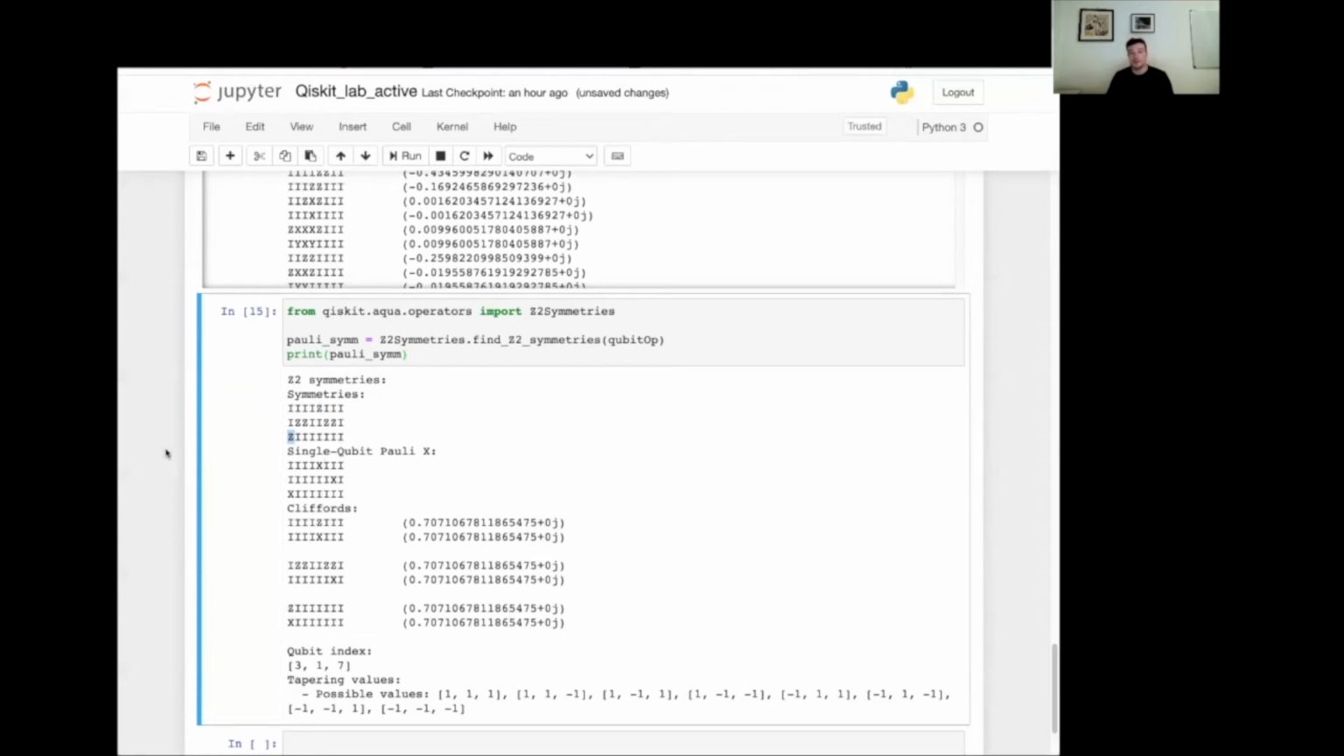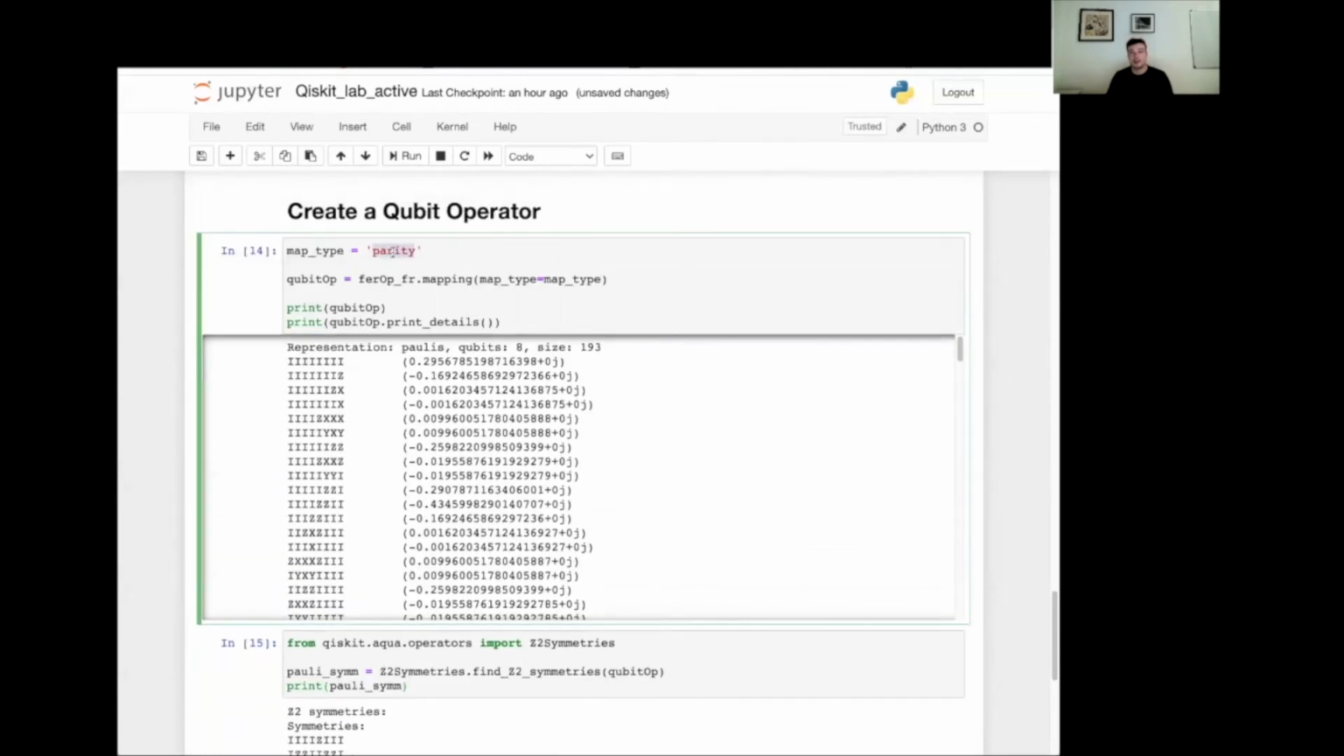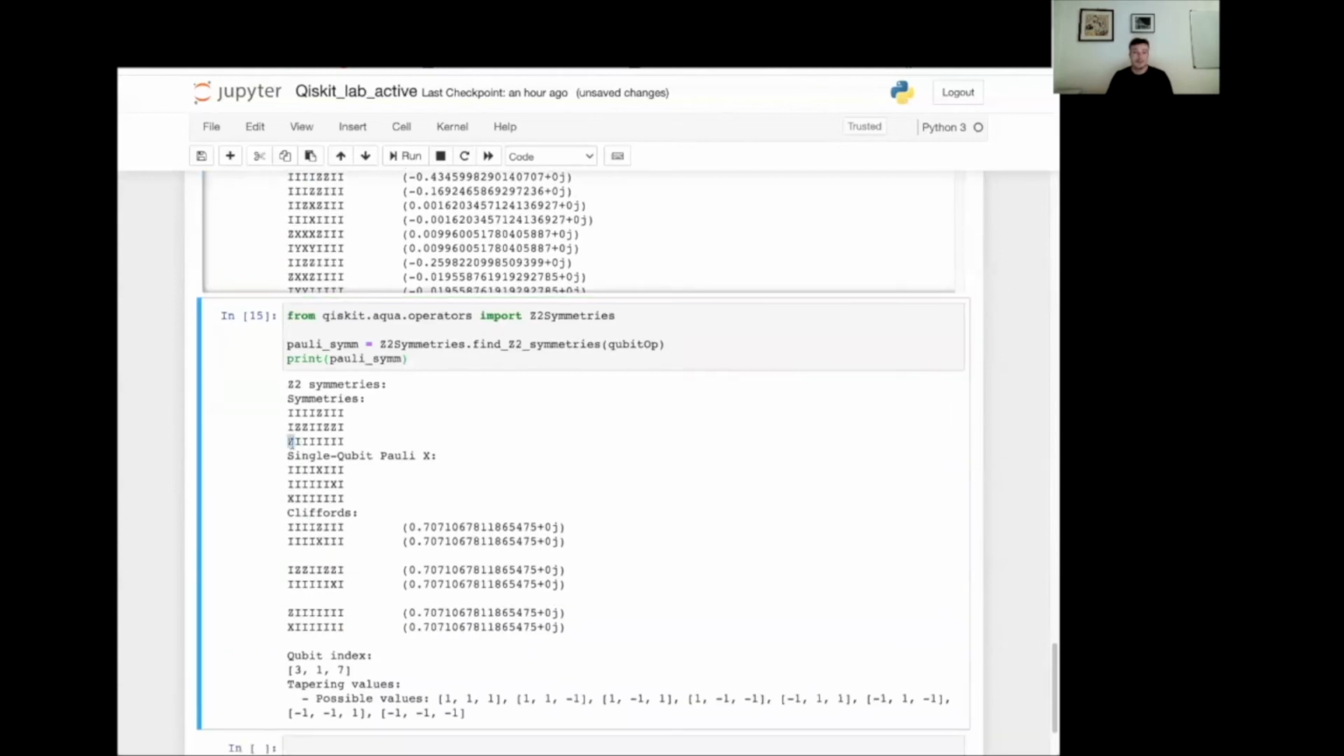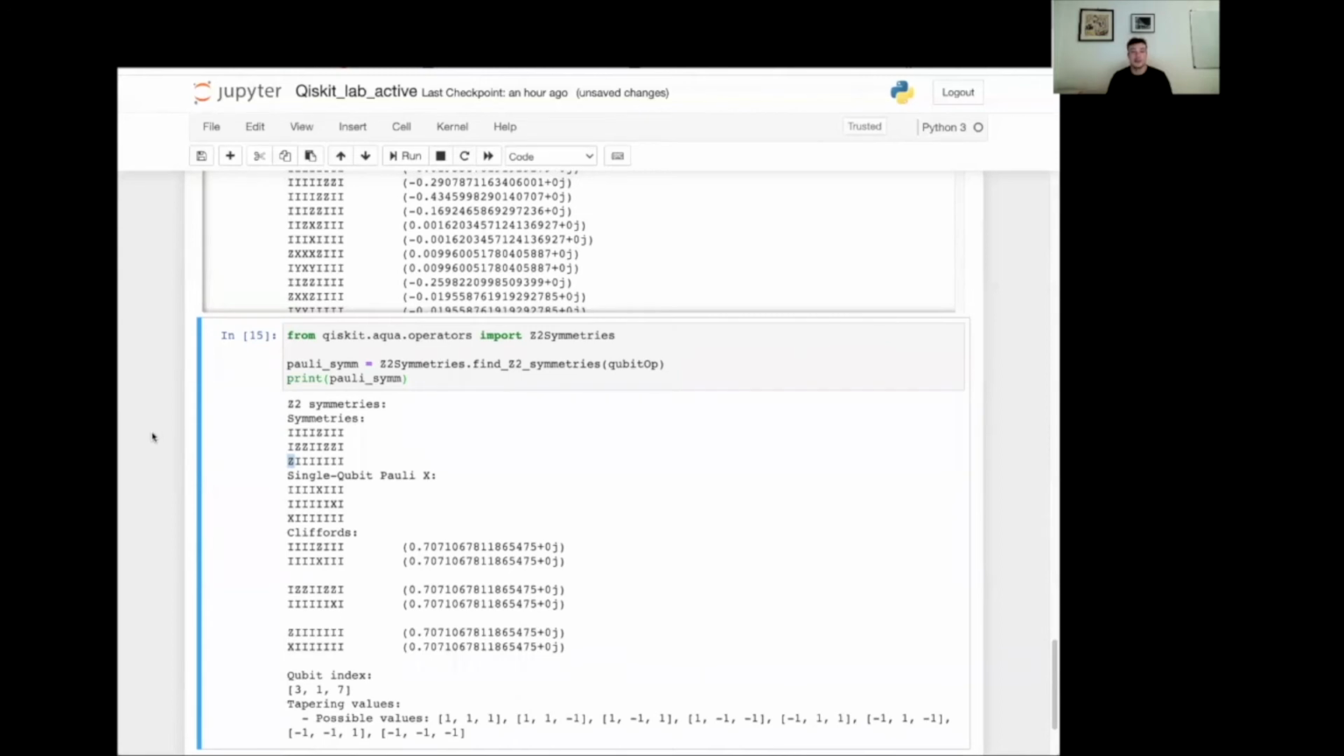What is this? What this is telling us is that the parity of the total number of particles is conserved. So remember the meaning of the parity mapping. The parity mapping encodes, for the qubit at position I, the parity of all the fermionic modes of index I or less than that. So the last qubit is going to encode the parity of the number of particles that are present in our system, basically the number of particles in every fermionic mode. So this symmetry here is nothing else than the parity of the total number of particles in our system, because we have used the parity mapping.